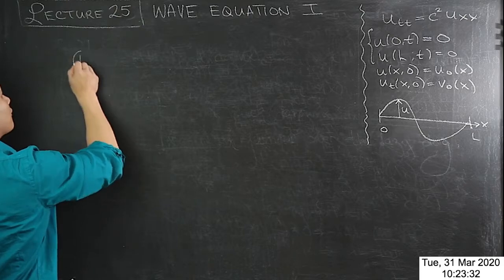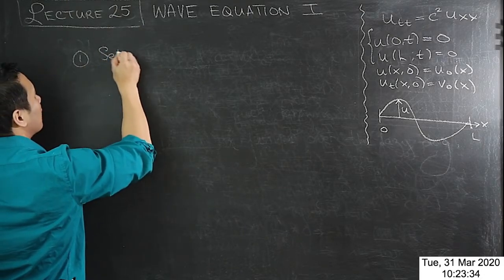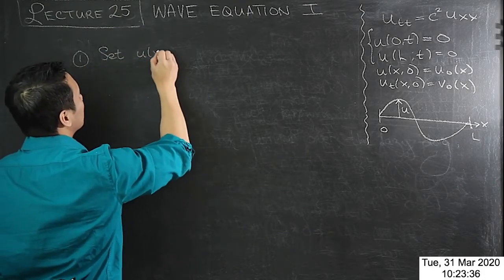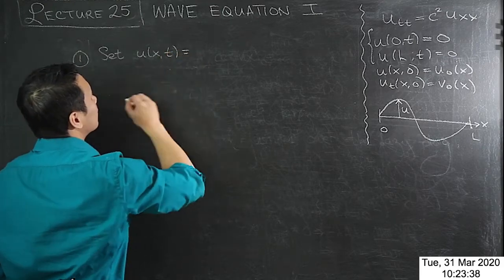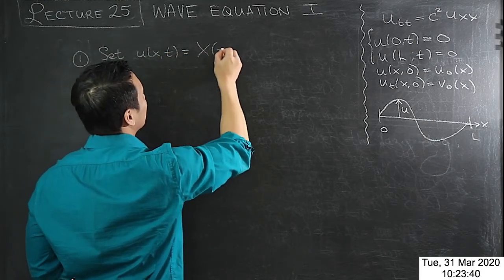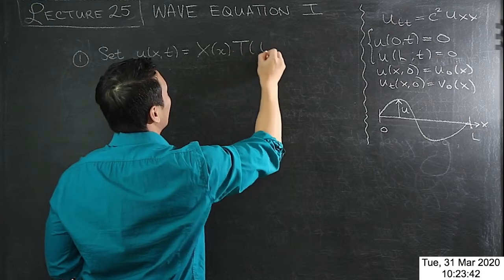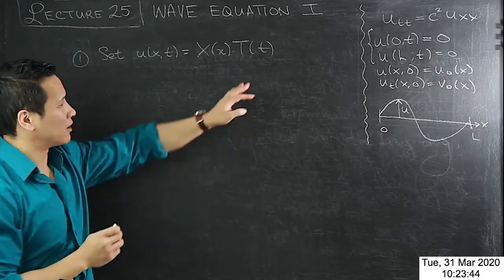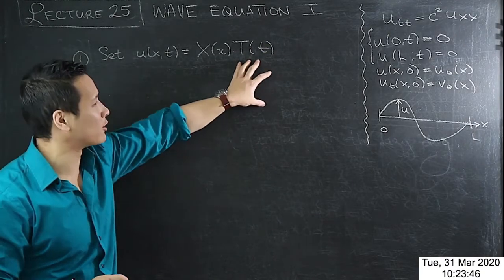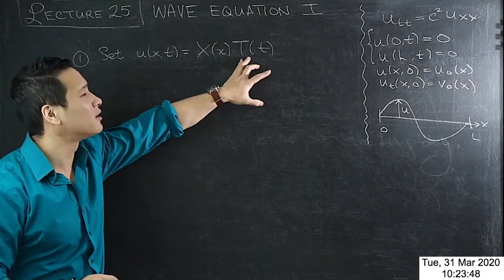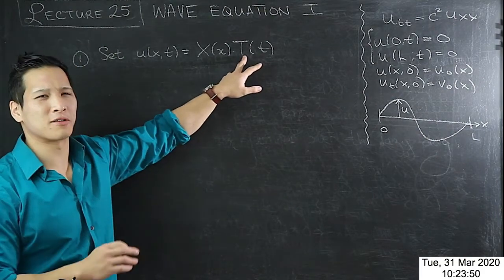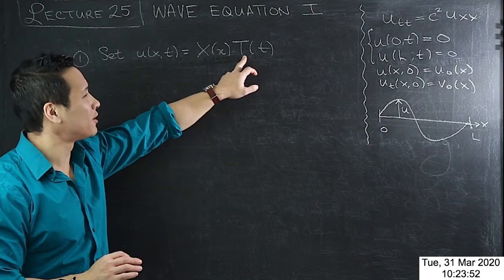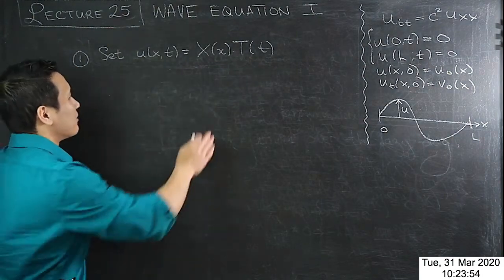So in the first step, you're going to set U(x,t) equal to big X(x) times a big T(t). I'm using a big T(t) here. I noticed in the lecture notes this morning when I read them over that this is a G(t), just because sometimes you don't want to get confused with temperature. So I prefer a big T(t).